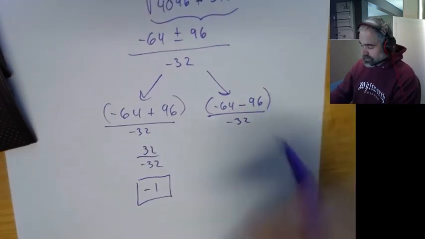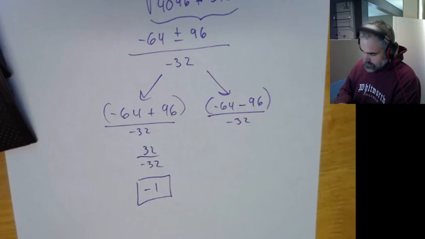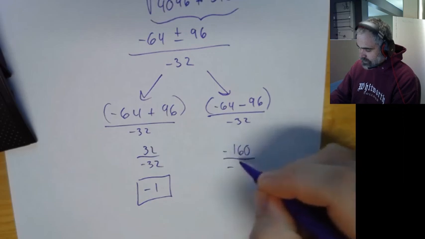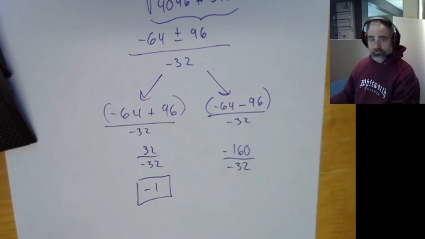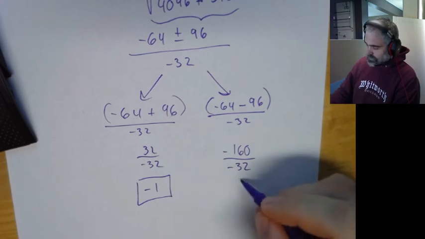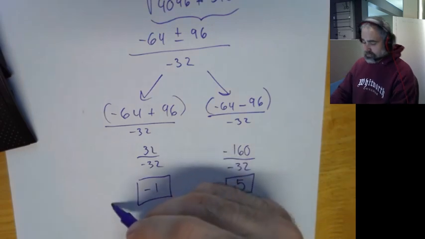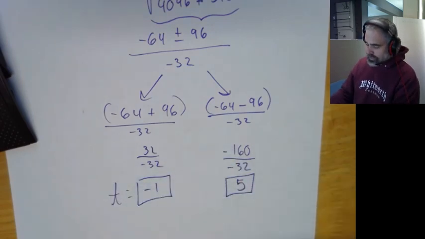And then this other one here, I have negative 64 minus 96. That's negative 160 divided by negative 32, which equals exactly positive 5. So the question is, do both of these numbers make sense? Remember, we're finding t, or x in this case.